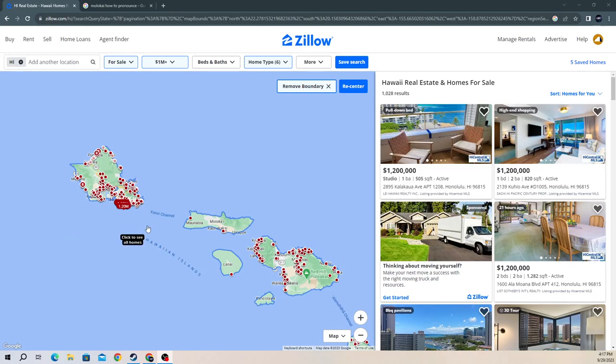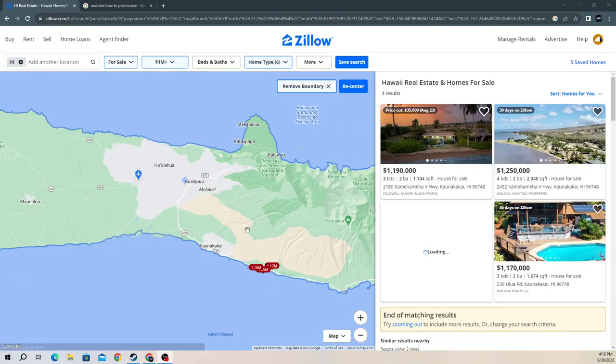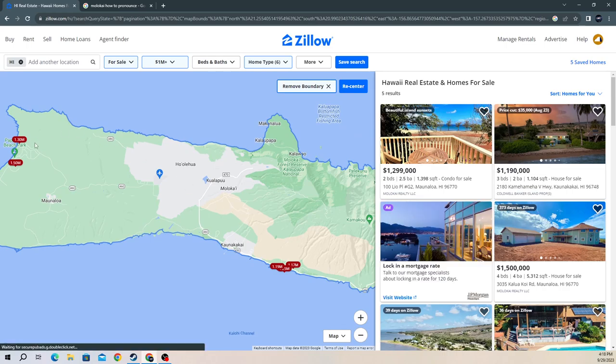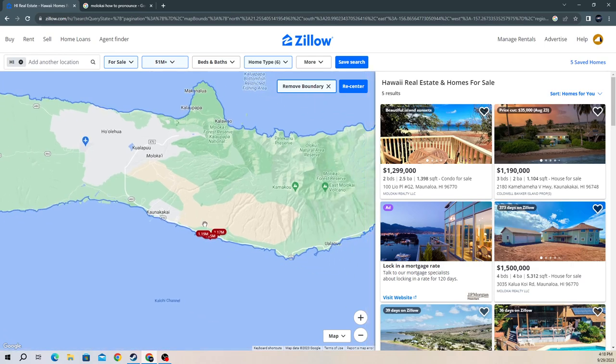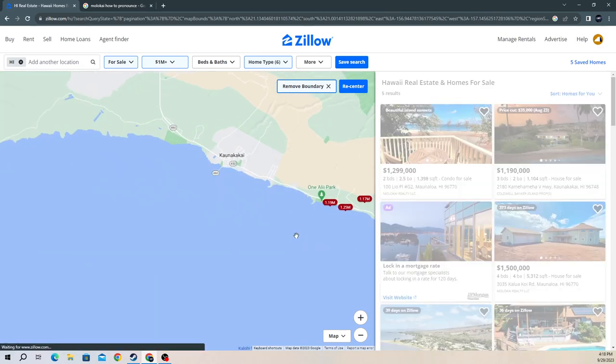Okay, so these are the most expensive houses on Molokai. Hopefully I'm pronouncing that right, Molokai. But there's only five houses on the whole island that are $1 million plus. As you can see, that's what we put as the filter. Only five. So this is the top five most expensive houses, and they're all over $1 million. That's insane.